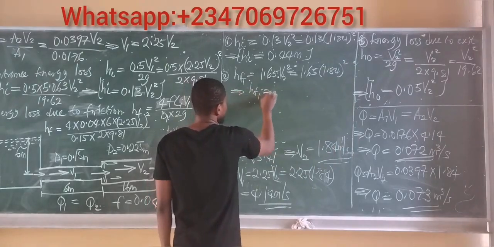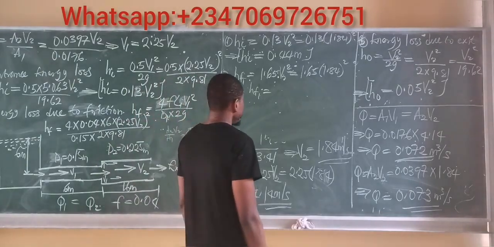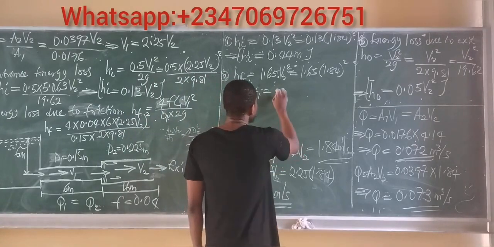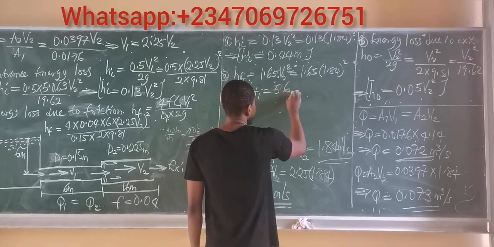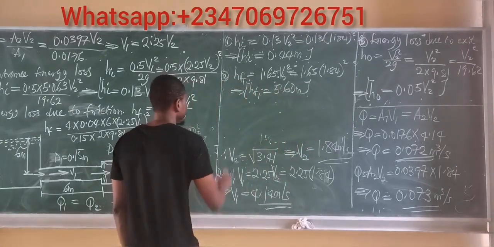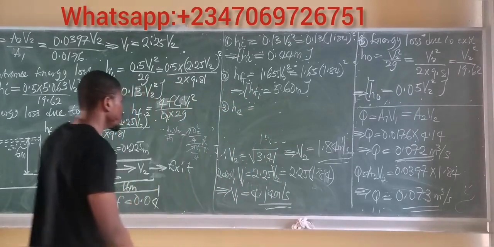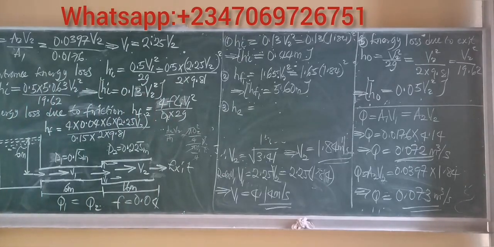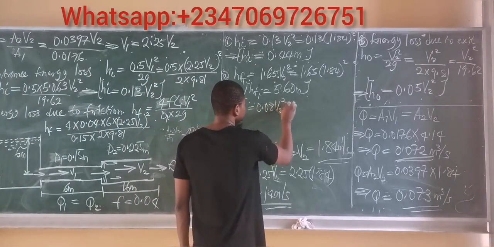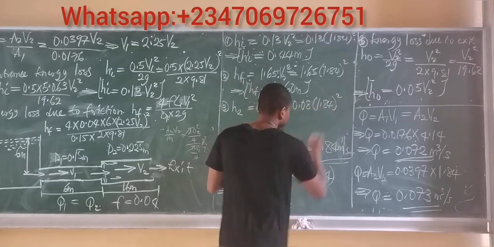We have HF1 to be equal to, so we have 5.60 in meters. That becomes head loss due to friction. The third energy loss we calculated was energy loss due to sudden enlargement in the pipe, and we obtained that equation to be 0.08 V2 all squared, and that's equal to 0.08, V2 remains 1.84, all squared.